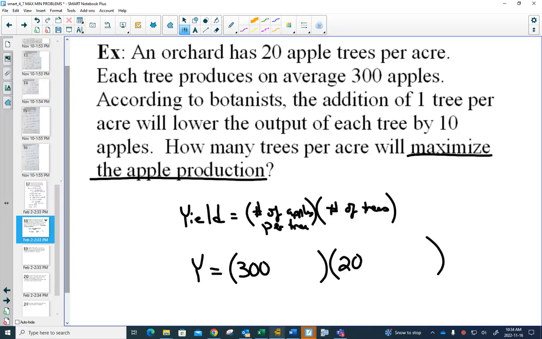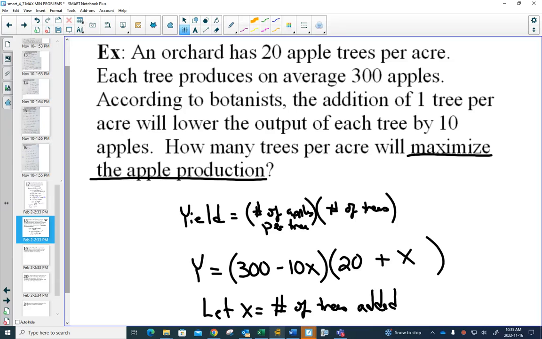If we add a tree, so here I'm going to let x equal number of trees added. So if I add one tree, or if I add x, then it gets more crowded, and the apple trees produce 10 less apples. So every time I add one tree, I have to subtract 10 off the number of apples. And this is our setup. Now, complete the square, multiply it out, find the vertex, and you can solve this question.